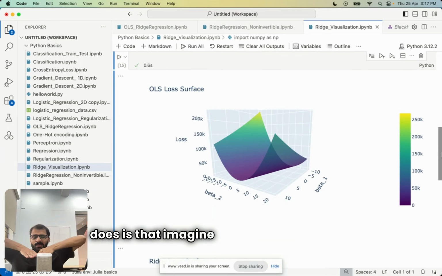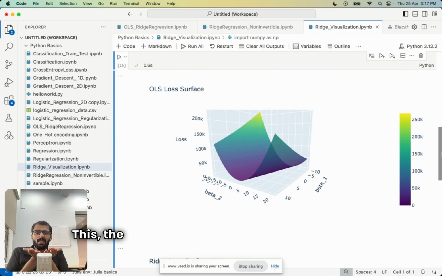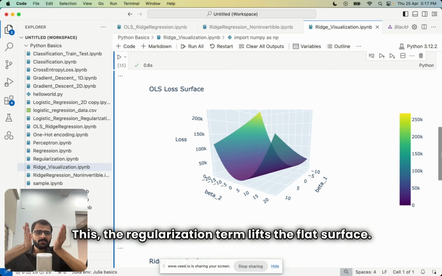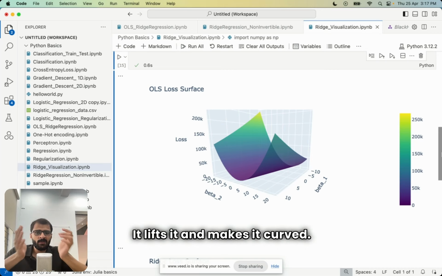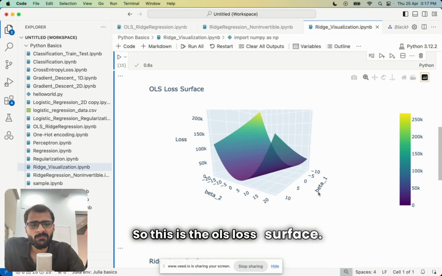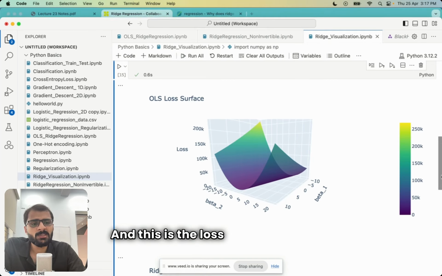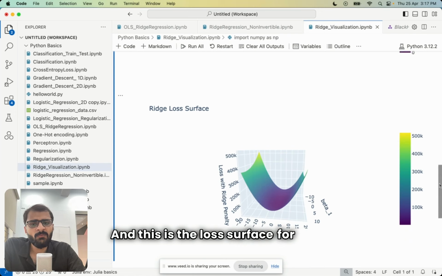The reason it's called ridge regression is because of what the regularization term does. Imagine this is the flat surface. The regularization term lifts the flat surface. It lifts it and makes it curved. So this is the OLS loss surface, and this is the loss surface for ridge.